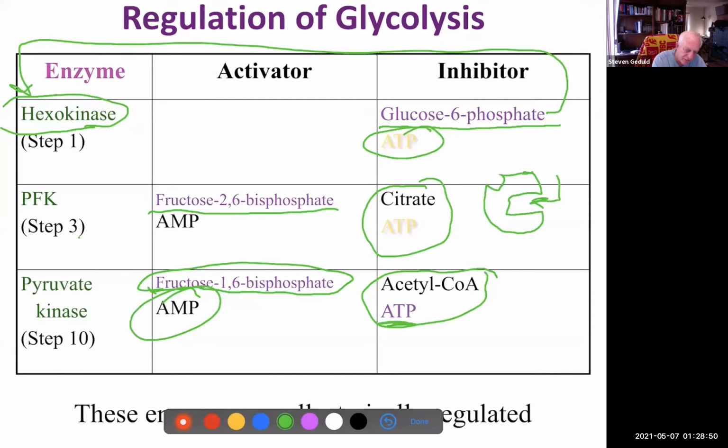Okay. If the ATP or citrate binds here, it's going to bind right there. And when it binds, now you've got this complex here, this complex here. Okay. So when this binds, it's called allosteric inhibition. It changes the shape of the active site. So now the substrate can't bind to it because something's bound in a different location. That's allosteric.